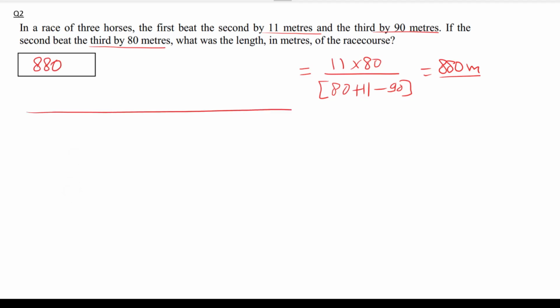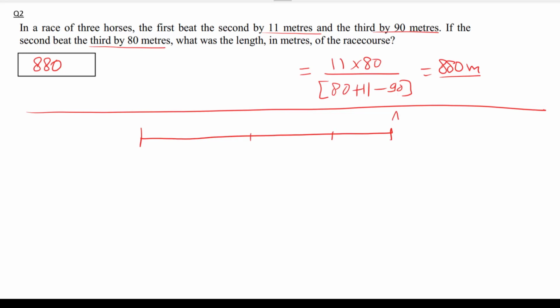Now let's see the approach behind this. Let the first be A, the second be B, and the third be C. So A beat B by 11 meters, and then it is 90, so it will be 79 meters. In the next step, when B wins, it is 80 meters and C will be here.